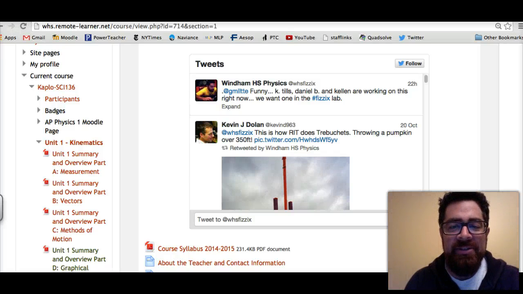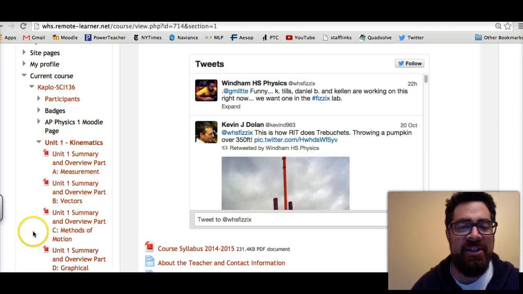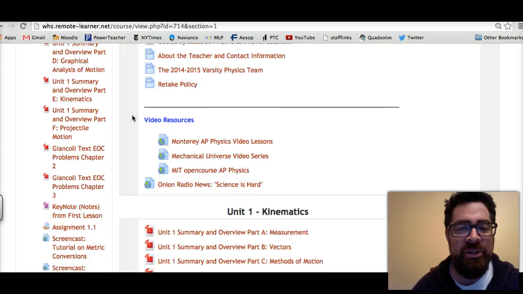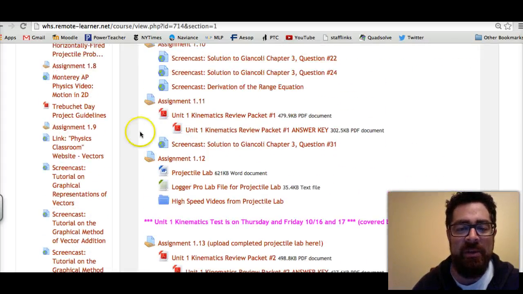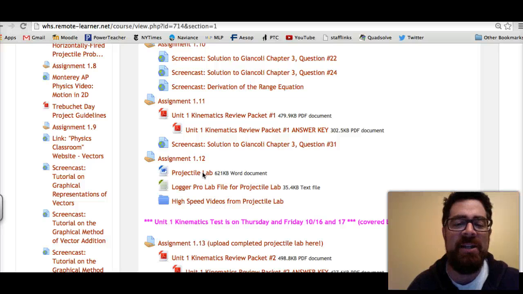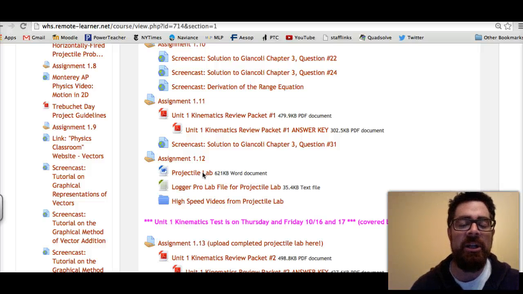This is a neat little lesson for all different levels of physics that involves projectile motion. The students would access the lesson from the Moodle website, which looks like this. In this particular case, it's under assignment 1.12. You can see that there's a document called Projectile Lab. The students have laptops at our one-to-one high school, so they would click on that and download it to their computers and work on it locally.